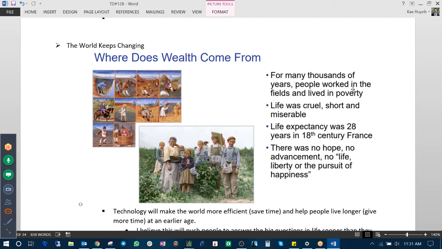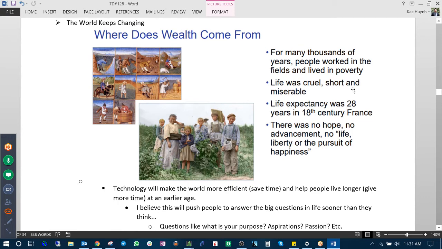This is actually from their investor presentation report. Where does wealth come from? For many thousands of years, people worked in the fields and lived in poverty. Life was cruel, short, miserable. Life expectancy was 28 in 18th century France. There was no hope, no advancement, no life, liberty, or the pursuit of happiness.